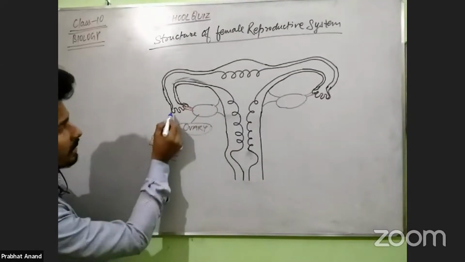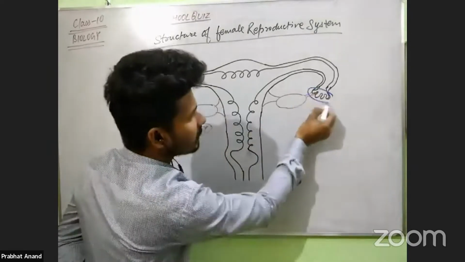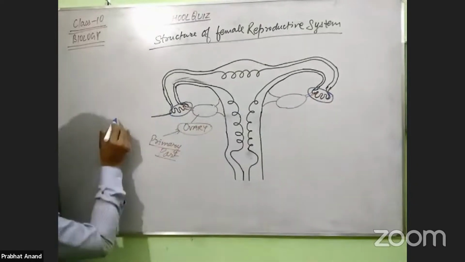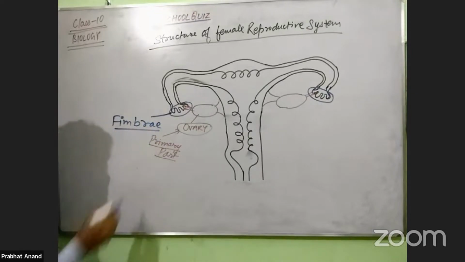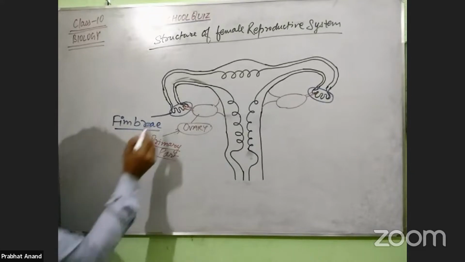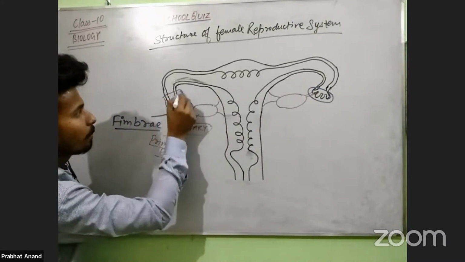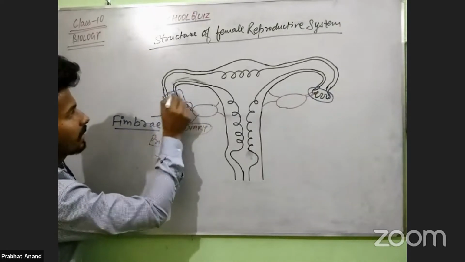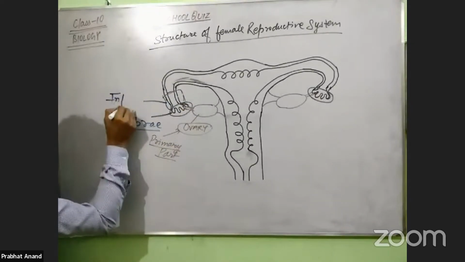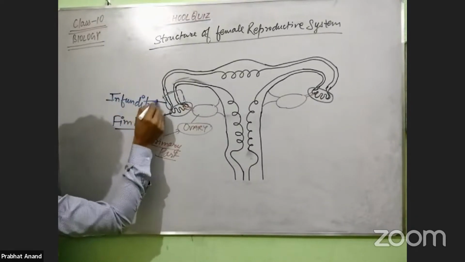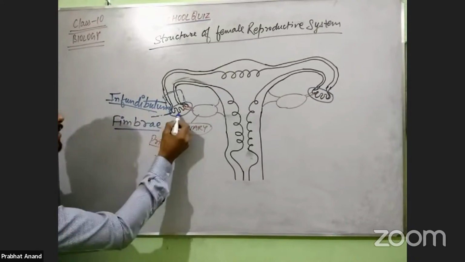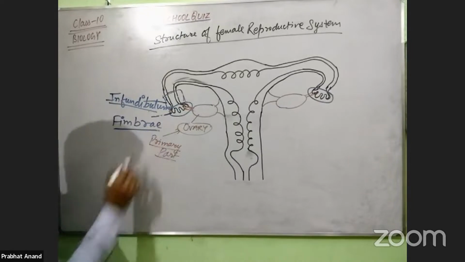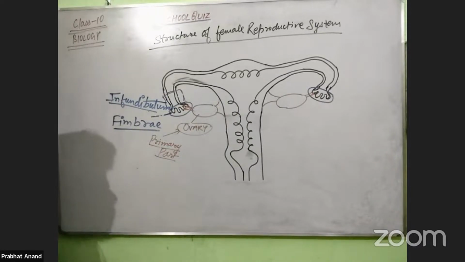This is the reproductive system of the female, and this finger like projection you can see on both sides is called the fimbriae. The section related to the finger like projection is called the infundibulum. The infundibulum bears a finger like projection, and this finger like projection is called the fimbriae. Got it? Yes, sir.